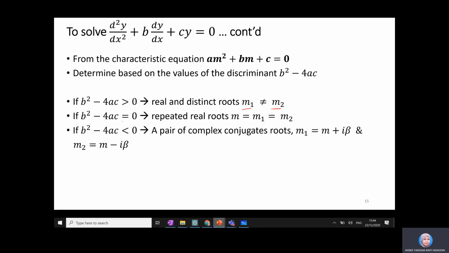And if b² minus 4ac is equal to 0, then we have repeated real roots, so m1 equals m2. And if b² minus 4ac is less than 0, then we have a pair of complex conjugate roots as the answer for m. So m1 is m plus iβ, and m2 equals m minus iβ. We will have to find the values of m and β by completing the square for this kind of discriminant.